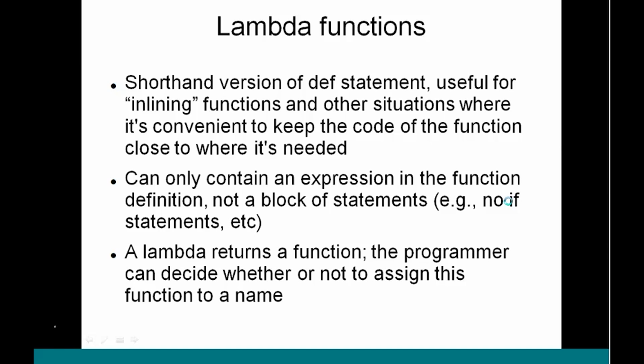One thing to note is that a lambda can only contain an expression in the function definition, but not blocks of statements. There's only one expression essentially. So we cannot specify if statements or for loops, etc. inside the lambda function. And then a lambda returns a function. The programmer can decide whether or not to assign the function a name.